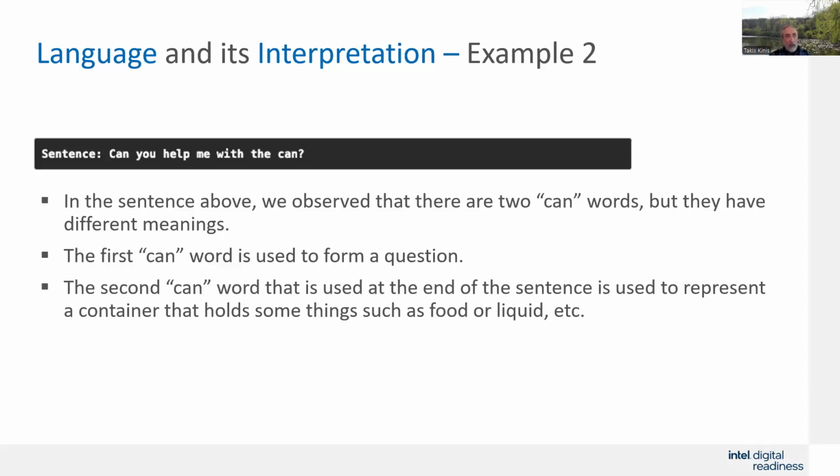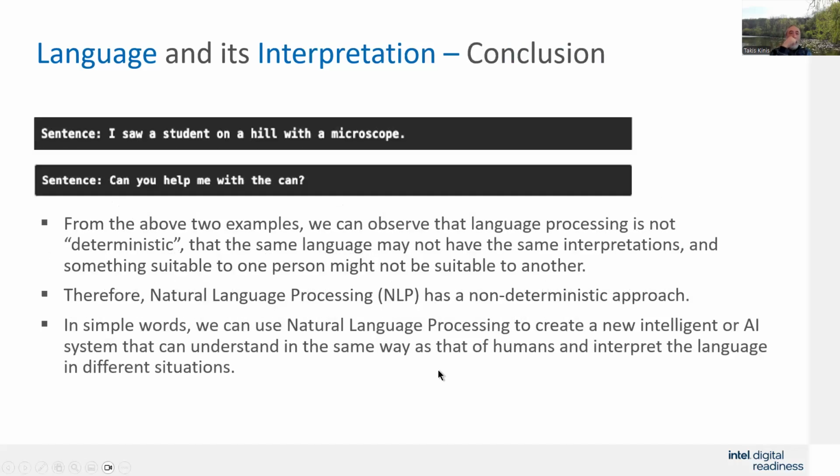Or if you're learning English, you've got the to, two, and too problem, right? Or I mean, I could go on. There are so many challenges like that in English, and it's all context based. So it says from the two examples, we observe that language processing is not deterministic, right? That's kind of an important word. The same language may not have the same interpretation, and something suitable to one person might not be suitable to the other. Just because you're using a certain way of saying something to one person, you say that to somebody else and they don't get it because they don't have the same frame of knowing.